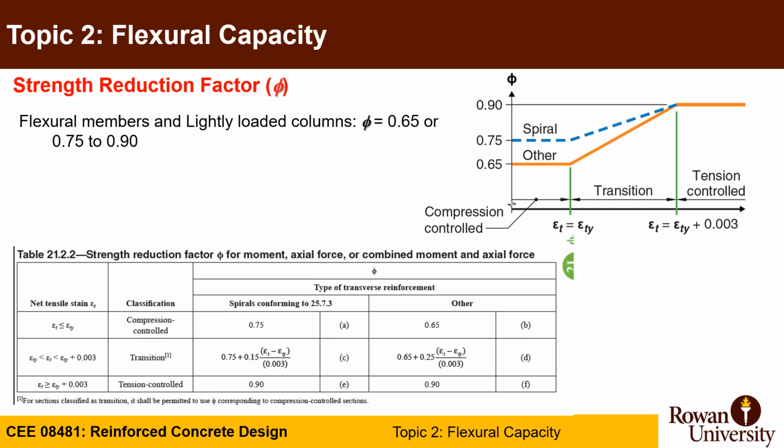And here, in order to avoid time consuming work during the solution of any problem, Table 21.2.2 will give you the equations that you need for the transition zone. So if you are less than yielding, 0.65. If you are more than yielding plus 0.003, you are 0.9 as phi value, and if you are in the transition zone, your equation is 0.65 plus 0.25 times epsilon T that you calculated minus epsilon ty, which is the yielding, 0.00207 if you are grade 60 steel, divided by 0.003.